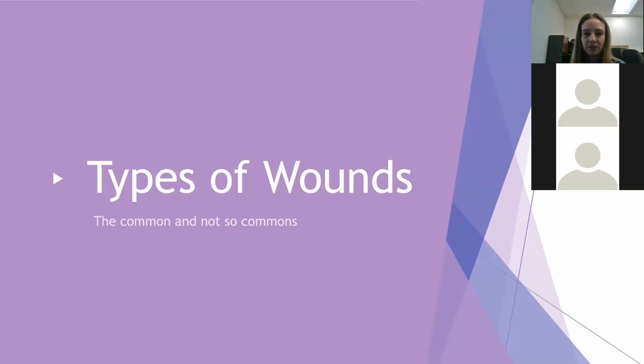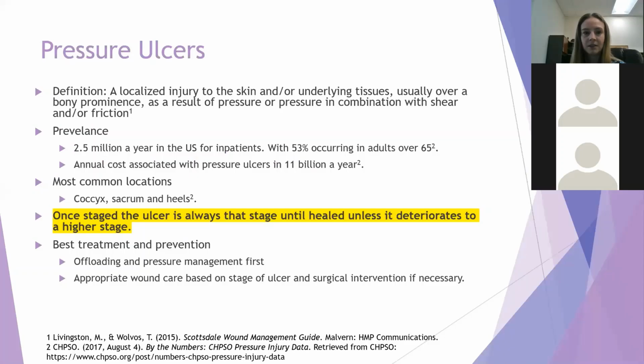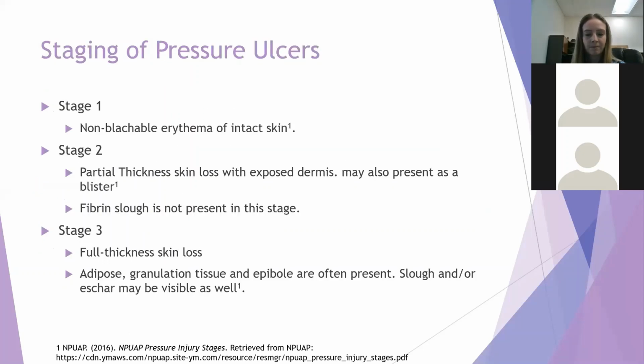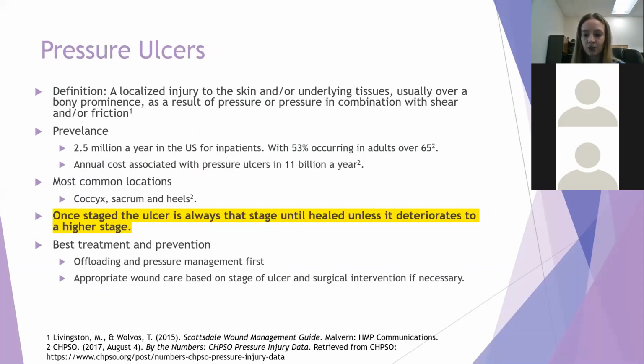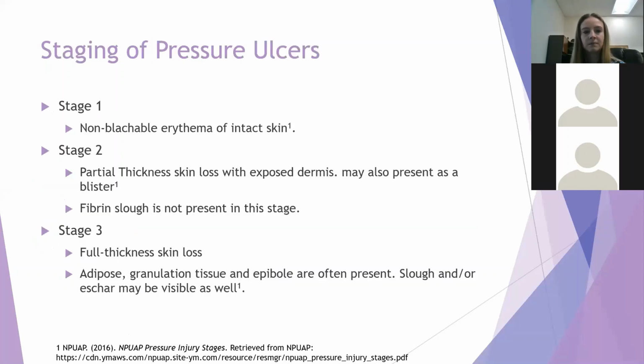Some types of wounds we didn't cover, or we did cover the last one, but we're going to go a little more in depth today. We went through the slide for the pressure ulcer. We're just going to go more through the staging today, but the biggest thing is, once it's a stage, always a stage, unless it deteriorates. And the biggest thing to keep in mind is pressure management.